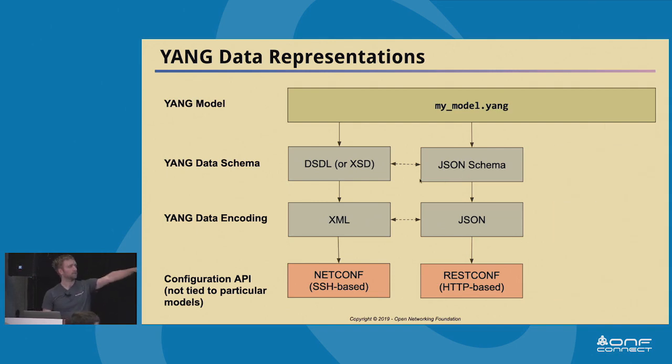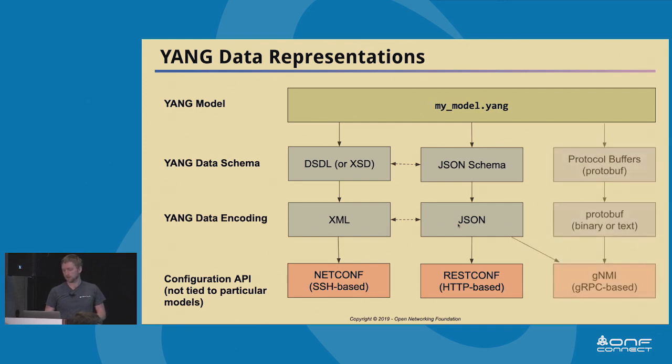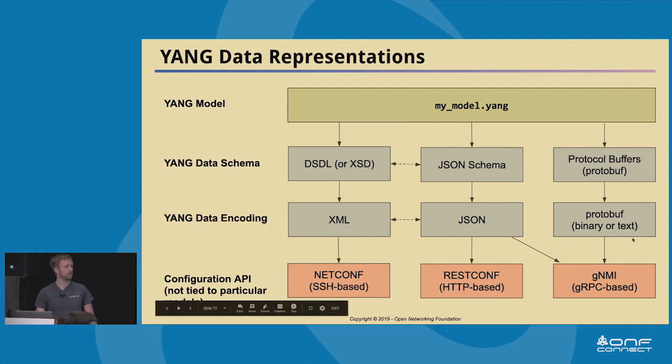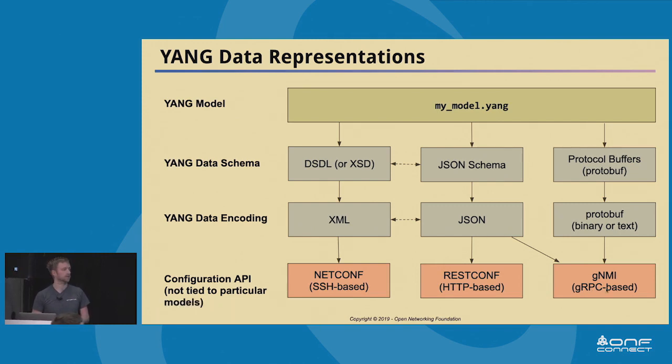So you can also map between the DSDL and JSON schema or XML and JSON. And there's been tools that people have written that enable you to do that. The new kid on the block, so to speak, with respect to data schema for Yang is protobuf. So there's now a compiler called YGOT that you can use to generate protocol buffer definitions or protocol buffer messages based on your Yang model. From that, we can use either the textual or binary representation of those protobuf messages. And this is the canonical representation that we use in gNMI, which is our gRPC-based configuration API.